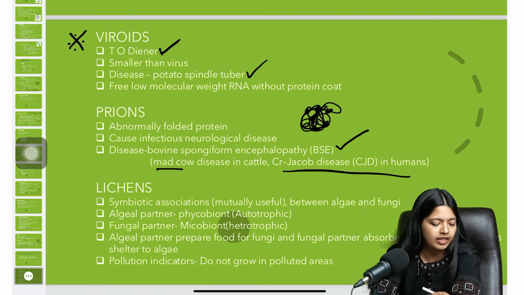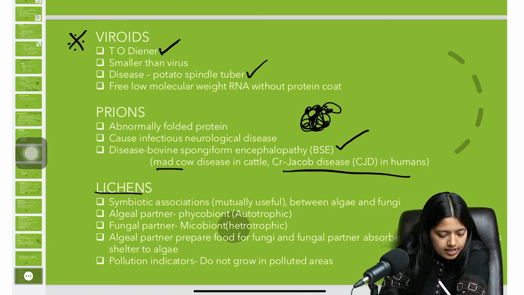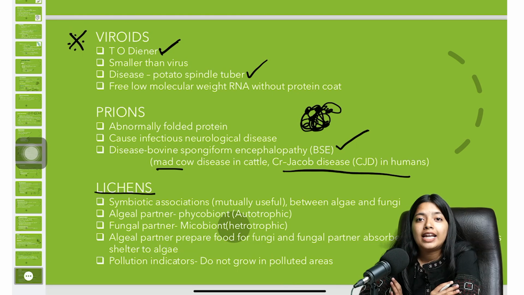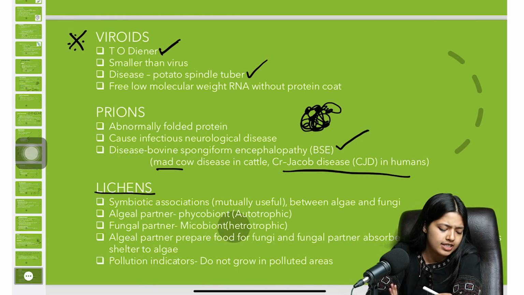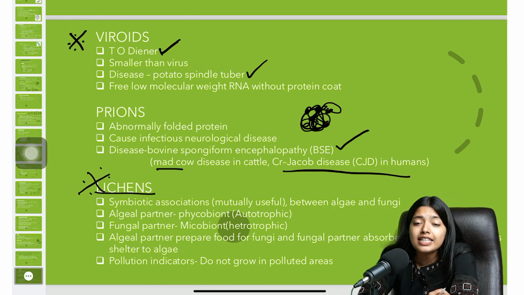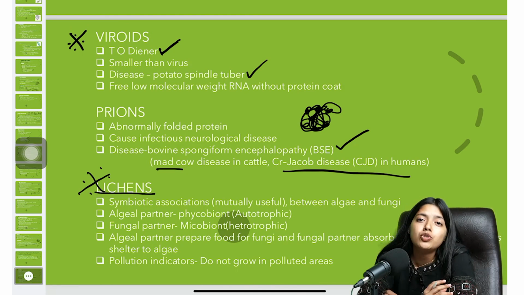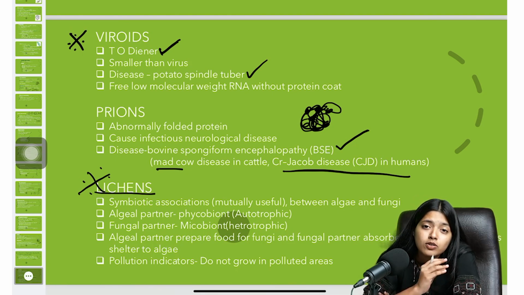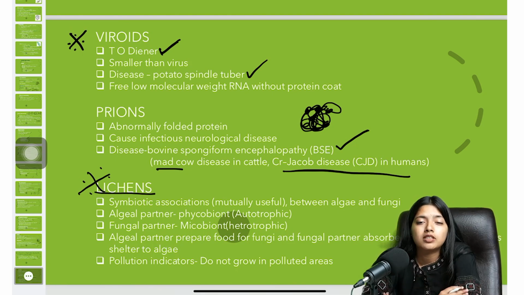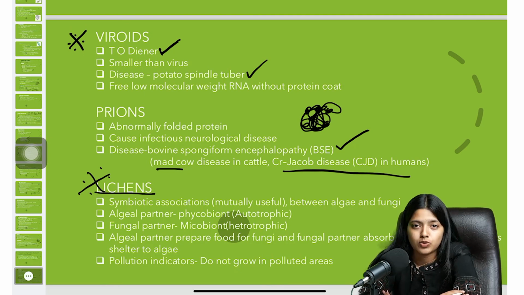Now we have our last member, which is lichens. We have discussed lichens shortly, and now we will discuss them in more detail. It's very simple. Lichen is a symbiotic association. What is a symbiotic association? An association which is mutually beneficial. In an association there are two members. If the association is beneficial for both members, we call it a symbiotic association.